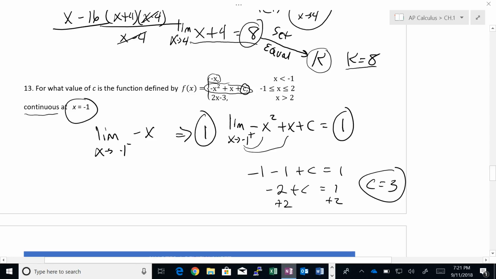Okay? So again, the logic was this. For it to be continuous, I had to make sure that the limit from the left equals the limit from the right. Well, when I did the limit from the left, I evaluated it because I have to use the first function part. I get 1. Well, then that tells me that I better get 1 as an answer when I approach negative 1 from the other side. So I just do a little algebra and equate it out.